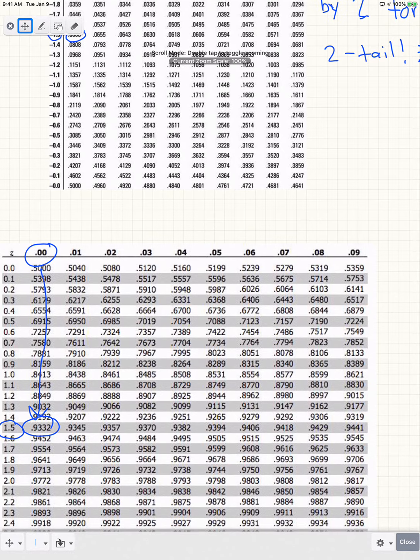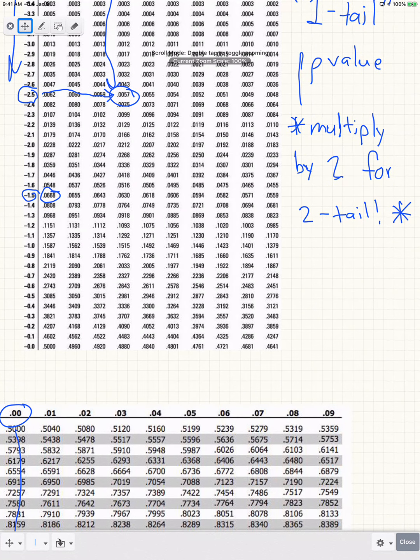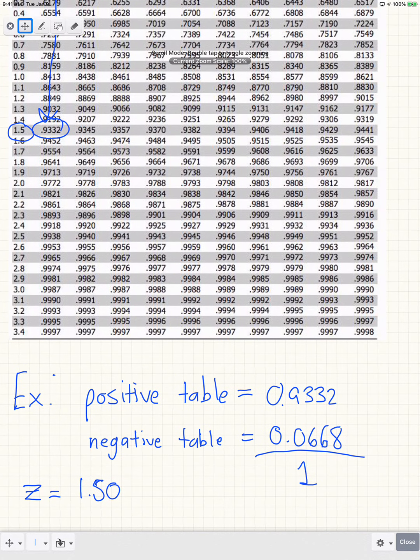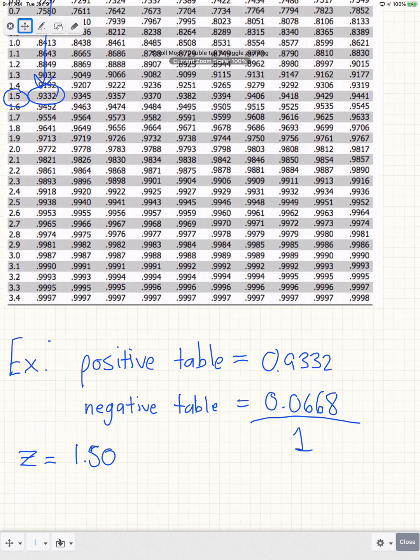This assumes a one-tailed test, because like we just discussed, if it's two-tailed, you're going to want to multiply it by 2. But apart from that, you can see that the 0.0668 we get on the negative table, combined with the value you got on the positive table, would equal 1, or 100%. Essentially, what you find using the positive z-table is simply the complement of the p-value that you find on the negative table.